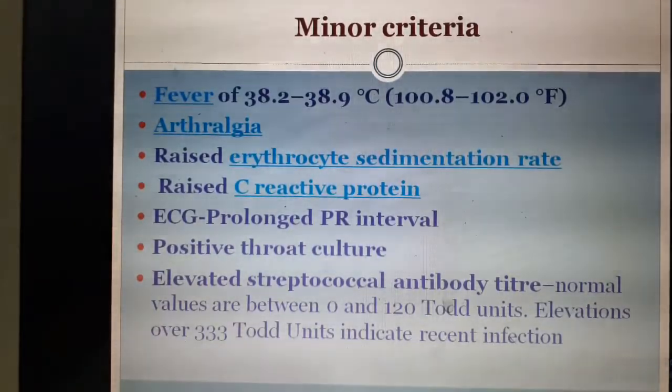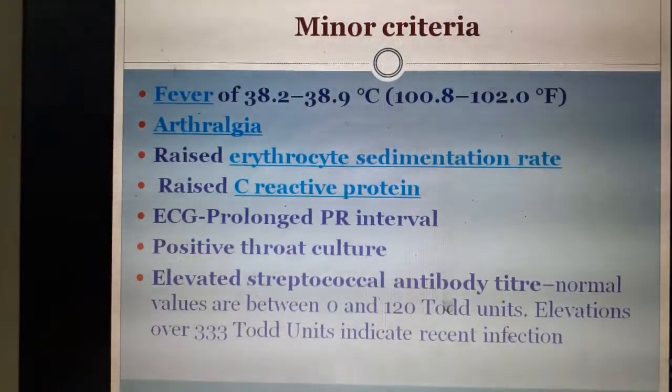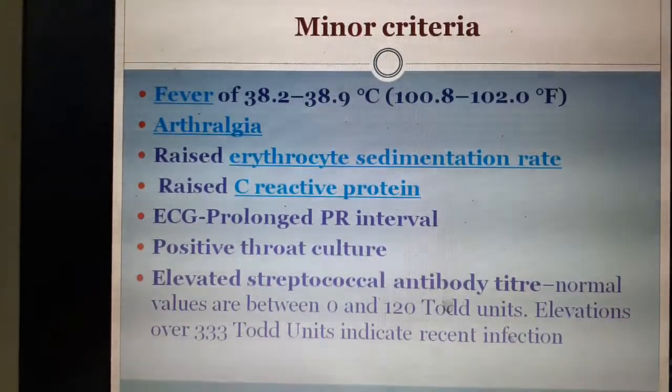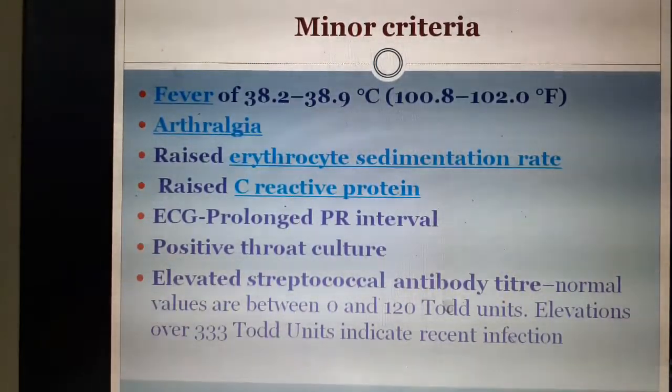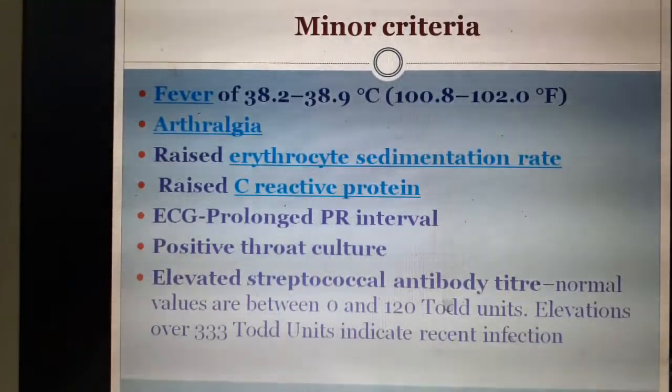Raised C-reactive protein: in any inflammation or infection, the C-reactive protein will be raised. The ECG will show a prolonged PR interval if there is carditis. In an ECG you will find the P wave and the R wave, and the interval between them will be prolonged. There will also be a positive throat culture.